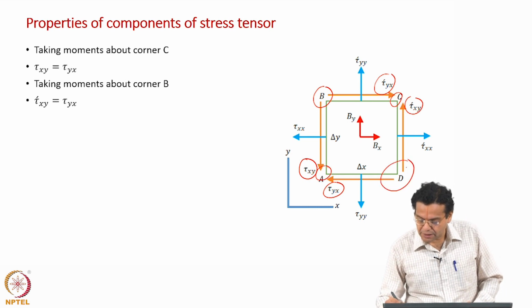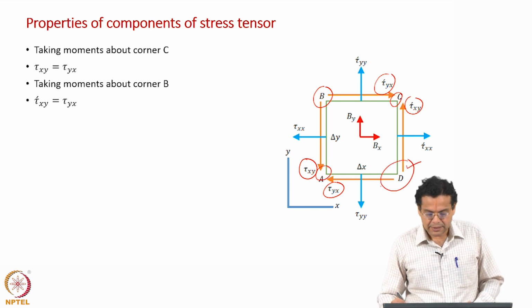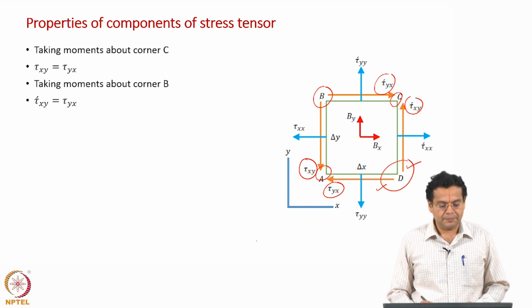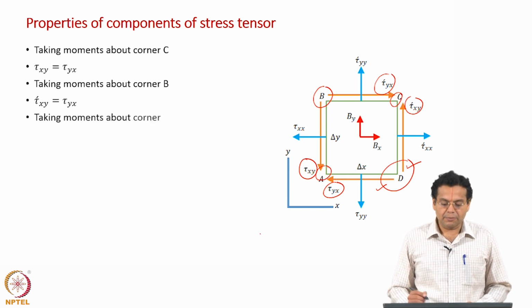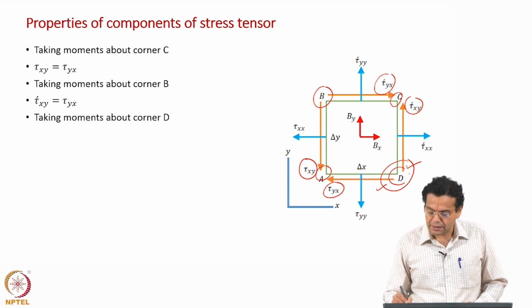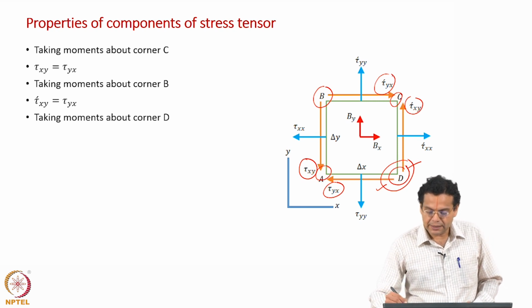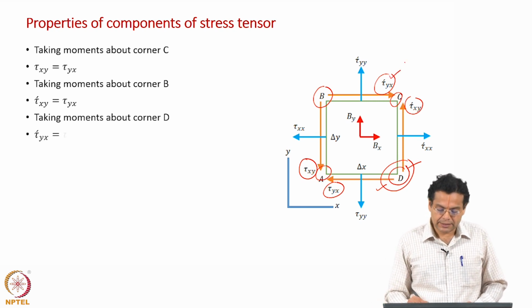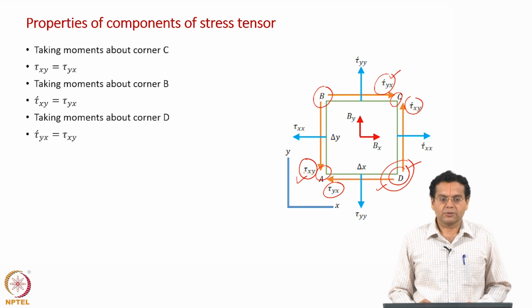Of course I will mark here, this is tau dash x y, this is tau x y, both are same. Finally, taking moments about corner D, we will prove that tau dash y x is equal to tau x y. Eventually, though there are 4 terms shown there, all of them are same.